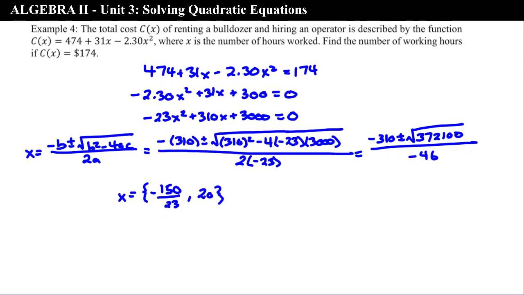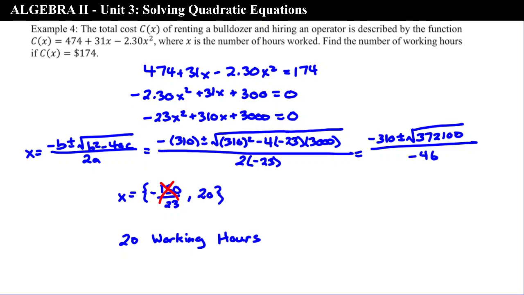So of those two solutions, which one does not make any sense? Well, again, we're talking about time, because we're talking about the number of hours worked. So since time cannot be negative, we are going to get rid of that first answer. And so that leaves us with 20. So the answer is 20 working hours. And that is our solution.